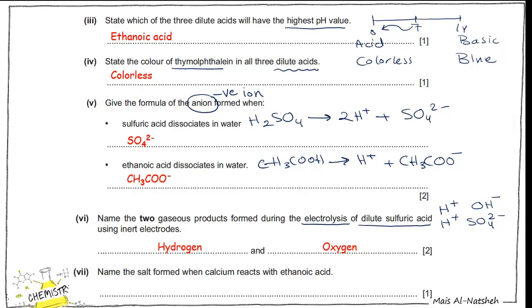Name the salt formed when calcium metal reacts with ethanoic acid. Now, in a typical metal and acid reaction, the products are salt and hydrogen gas. The name of the salt would be calcium ethanoate.